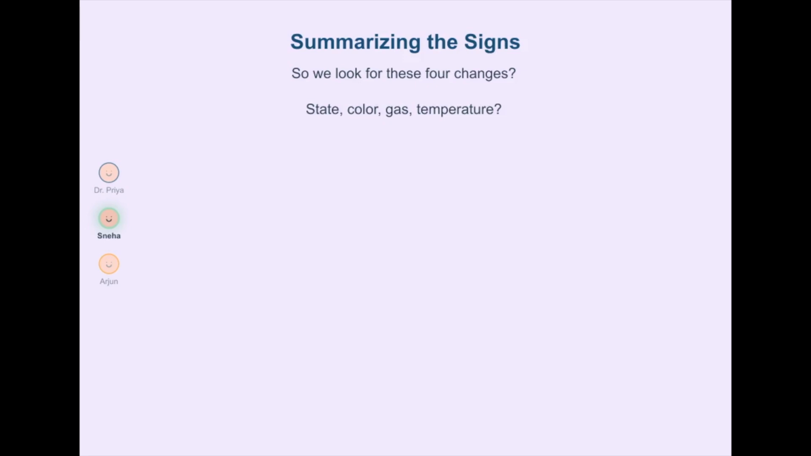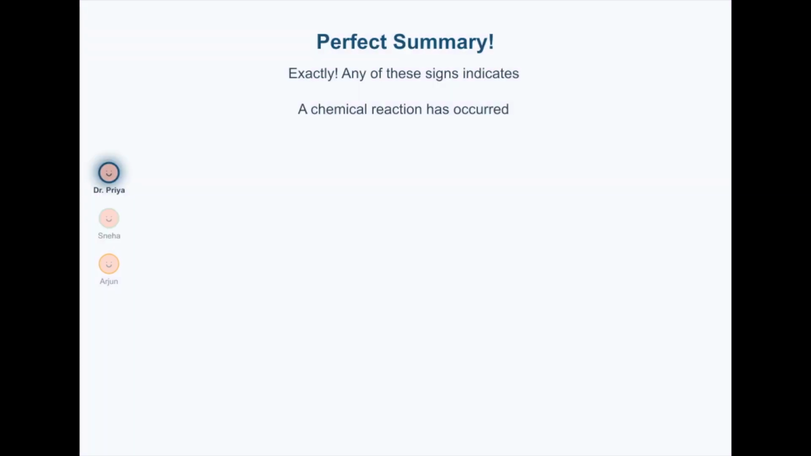So, Dr. Priya, to identify chemical reactions, we should look for these 4 types of changes, namely state, color, gas evolution, and temperature. Perfect summary, Sneha. Any one or more of these signs indicates that a chemical reaction has taken place.